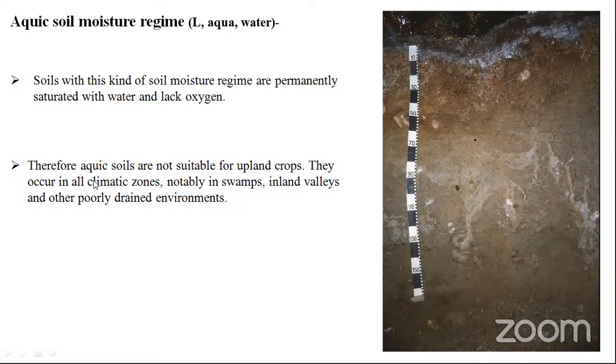They occur in almost all climatic zones, notably in swamps and inland valleys and other poorly drained environments where the drainage was not properly managed. You can see this type of soil. This is called aquatic soil moisture regime. Aquatic means completely saturated.